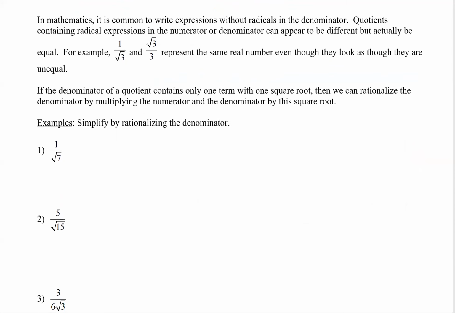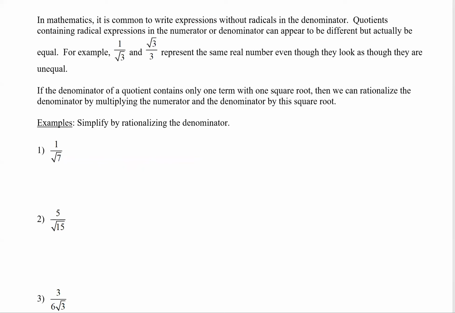All right, so now we're going to divide. In mathematics, it's common to write expressions without radicals in the denominator. Quotients containing radical expressions in the numerator or denominator can appear to be different, but actually be equal. For example, 1 over the square root of 3 and square root of 3 divided by 3 represent the same real number, even though they look as though they are unequal. If the denominator of a quotient contains only one term with one square root, then we can rationalize the denominator by multiplying the numerator and the denominator by this square root.